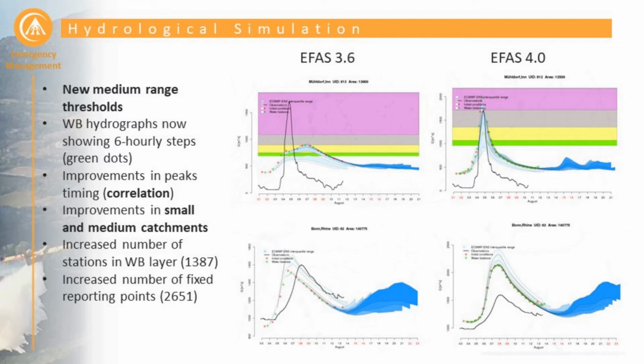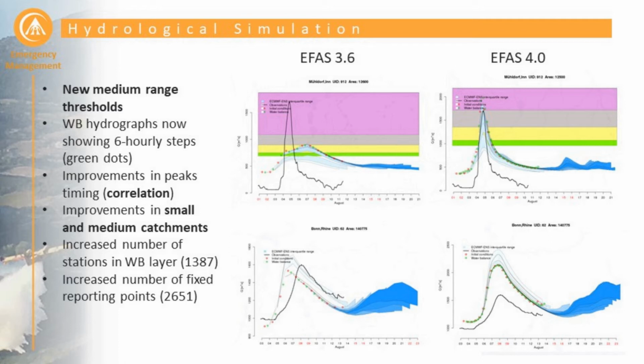Medium-range thresholds were updated as well, and they reflect the changes in LISFLOOD calibration. You can clearly see it in the picture on the top. In general, there are large improvements in the peaks timing, especially for small and medium catchments. You can see an example in the picture on the top row. Even if sometimes peaks can be overestimated, the timing is still very well reproduced. You can clearly see it in the picture on the bottom. But if you compare the topmost picture, you can clearly see the benefit of the new LISFLOOD and the new calibration.